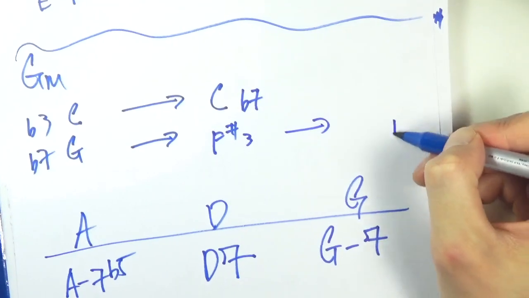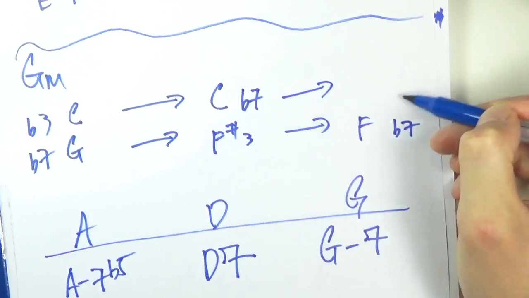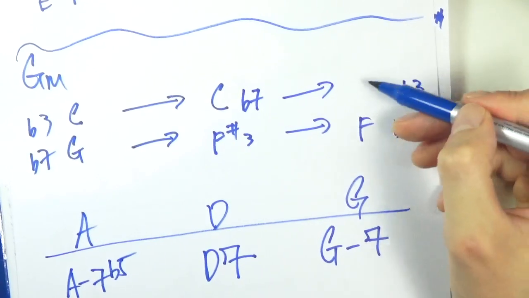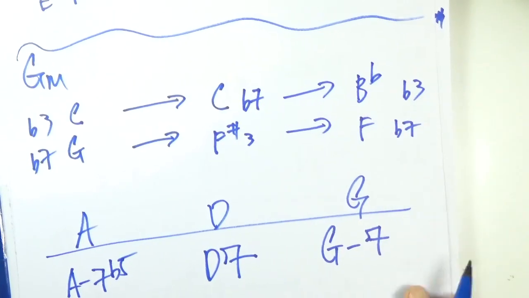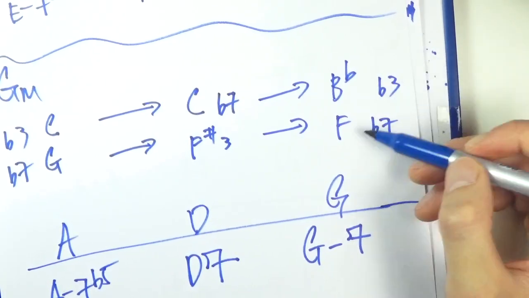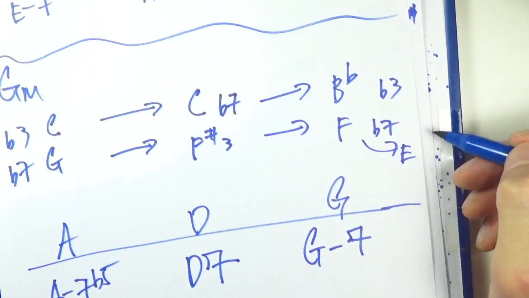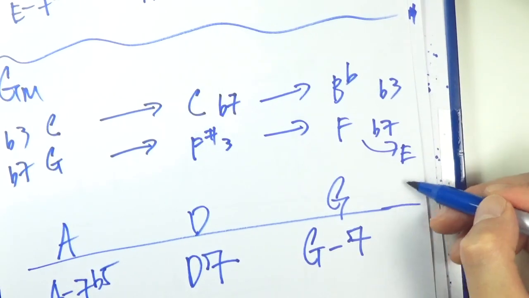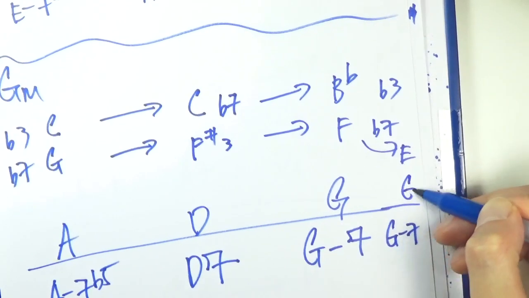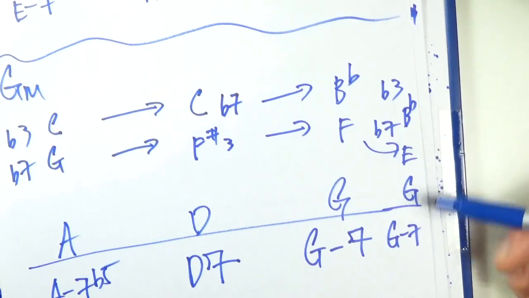Third becomes the flat 7 here, so that's F. Flat 7 becomes the third, flat 3 here, that's going to be B flat. Oops, no space left. And finally you have the flat 7 resolved down to E. So that's your major 6, so G minor 6, so G, E, and B flat. That would be your G minor 6 chord.